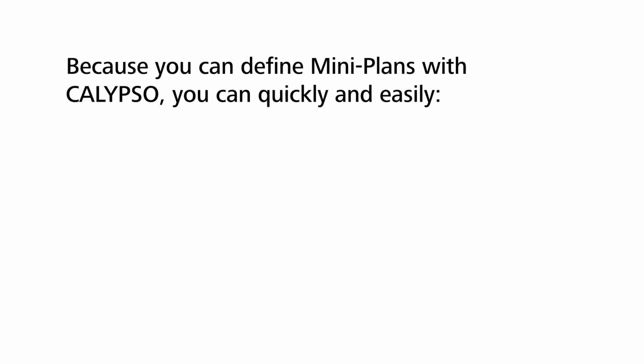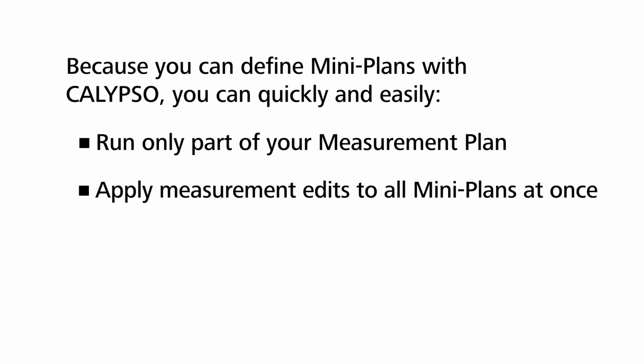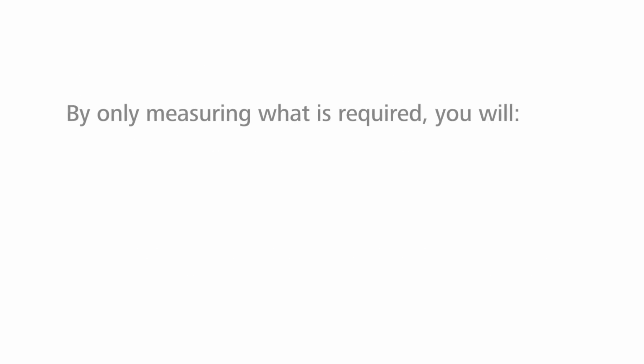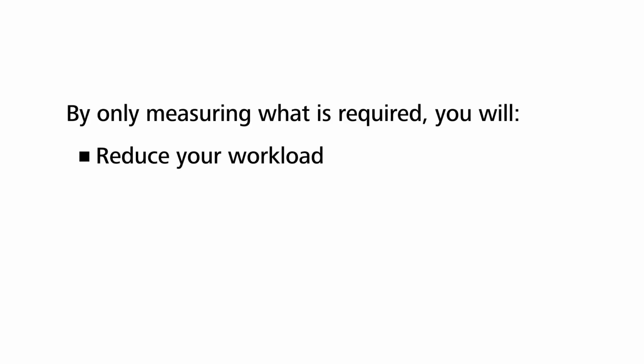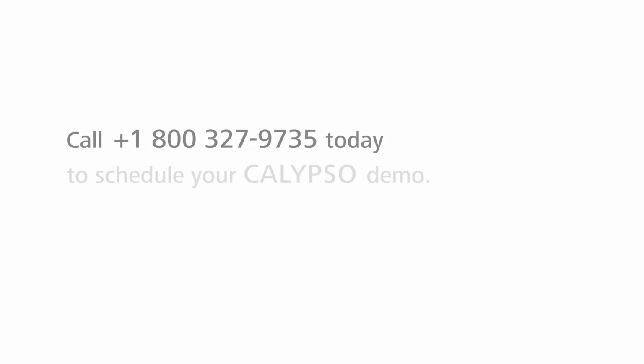Because you can define mini-plans with Calypso, you can quickly and easily run only part of your measurement plan. Apply measurement edits to all mini-plans at once. Identify operations and critical dimensions for later use and use by other CMM operators. By only measuring what is required, you will reduce your workload, improve your productivity, free your CMM to measure other parts.